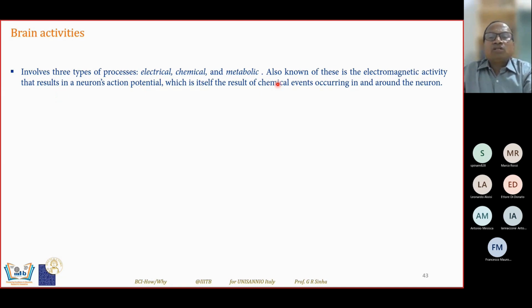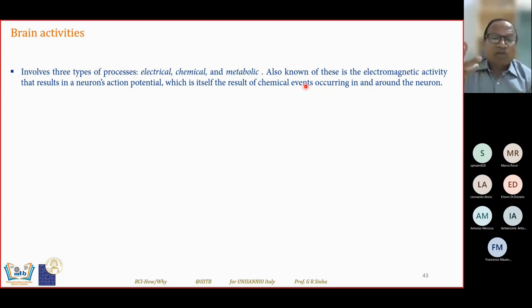This is also known as electromagnetic activity that results in the neurons' action potential, which is itself the result of chemical events occurring in and around the neuron. So sometimes when we say electromagnetic activity, that is also controlled by some chemical events occurring in and around the neuron, because there is a bundle of neurons and that is responsible to generate a certain amount of potential.